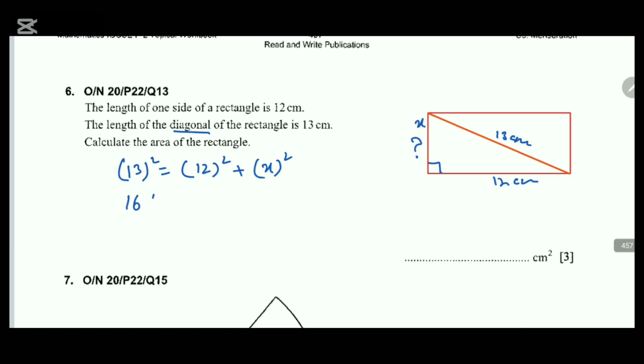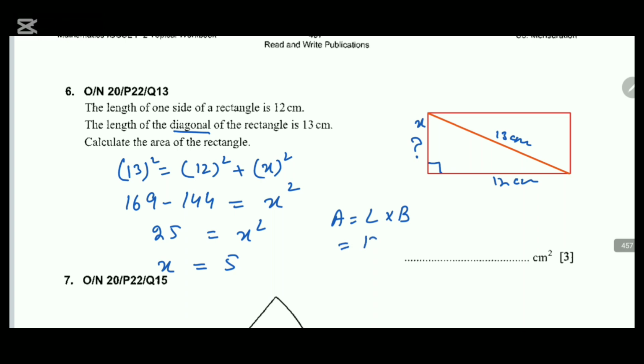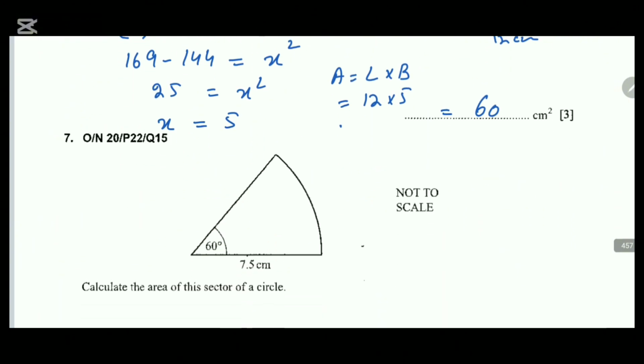So 169 minus 12 square, which is 144. It will come there here. X square will remain there. So 25 is equal to x square. If we take square root on both sides, x is equal to 5. So area is length into breadth. Length is 12, breadth is 5, and 12 times 5 is 60. That is your final answer.